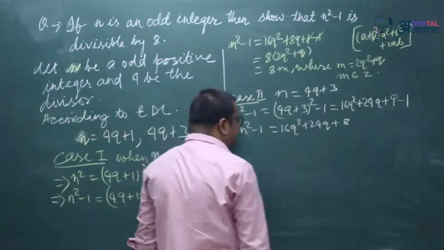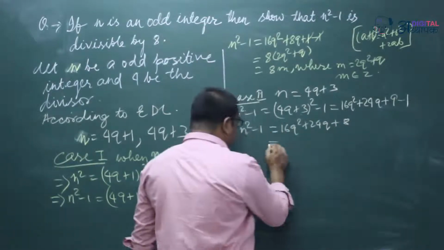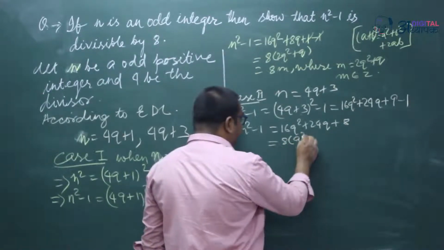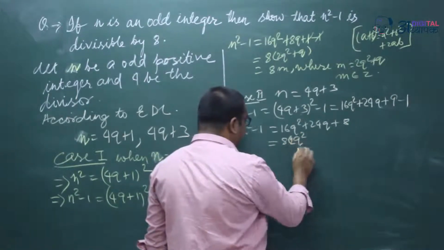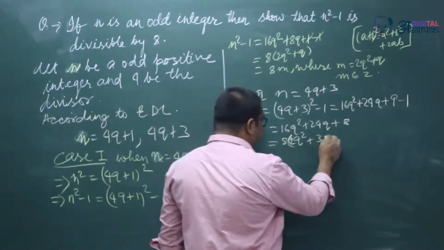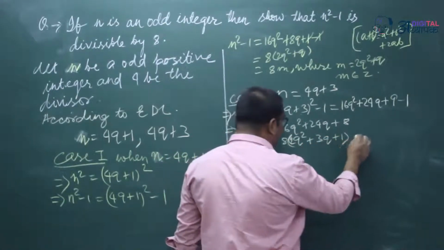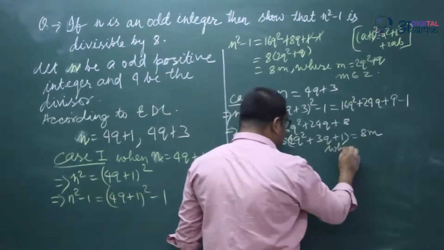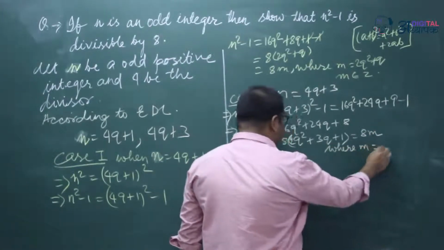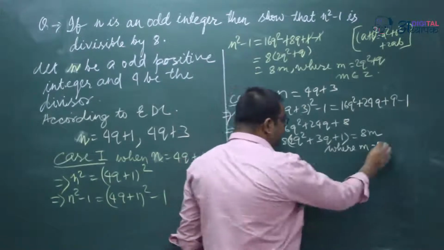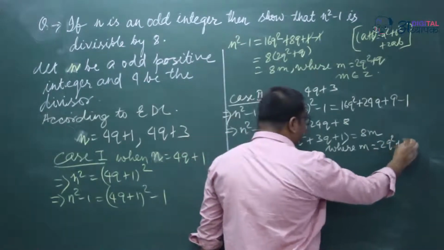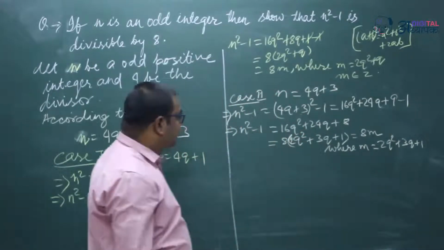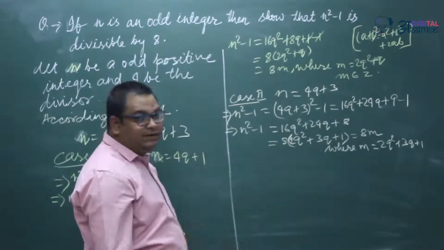So obviously we can write it as, if we take 8 common, 8 times 2q square plus 3q plus 1. So it is in the form 8m, where m is equal to, as you can see very clearly, 2q square plus 3q plus 1. So again we have got the form of n square minus 1 as 8m.